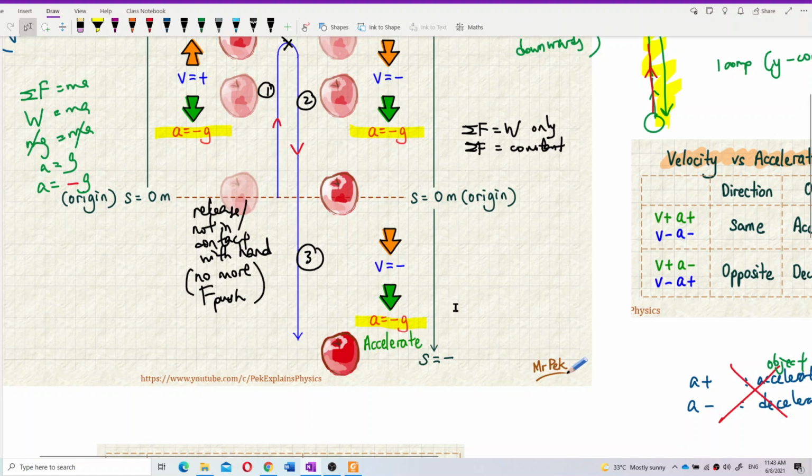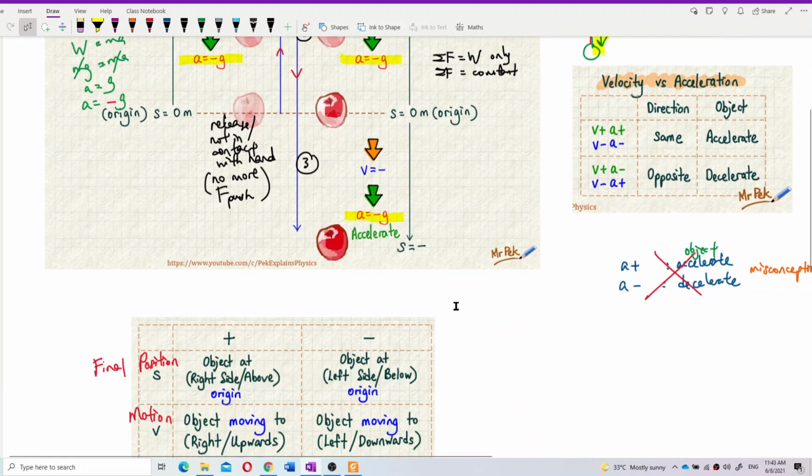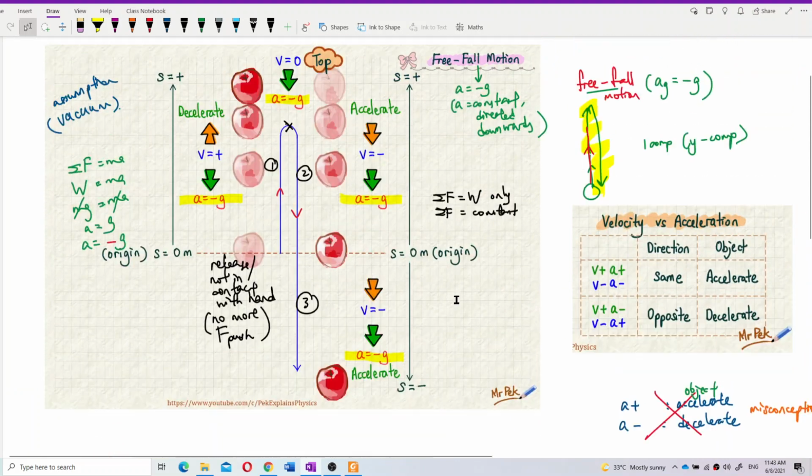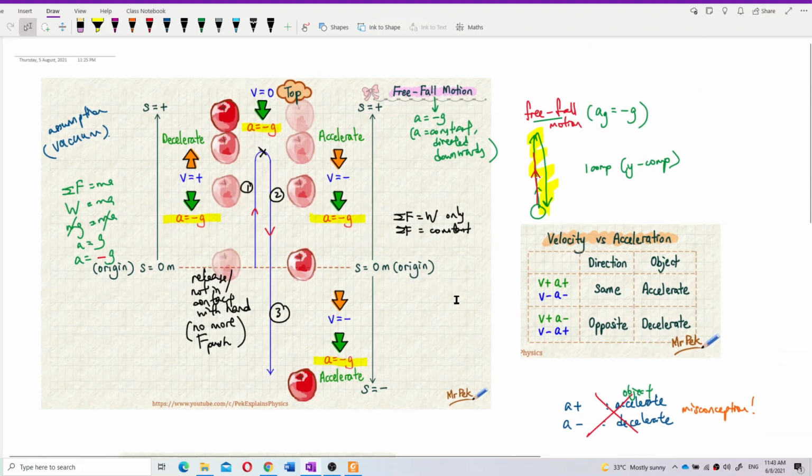Finish. Okay, finish, but not yet. Okay, one important thing to discover. You see here, going up, we know it is decelerating, isn't it?